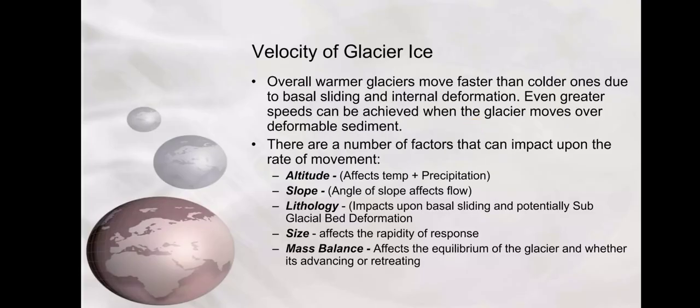Okay, we have also velocity of glacier ice. Overall, warmer glaciers move faster than colder ones due to basal sliding and internal deformation. Even greater speeds can be achieved when the glacier moves over deformable sediment. There are a number of factors that can impact the rate of movement. We have the altitude, the slope, lithology, size, and mass balance. So I think that is self-explanatory. It is understandable based on the given ideas.